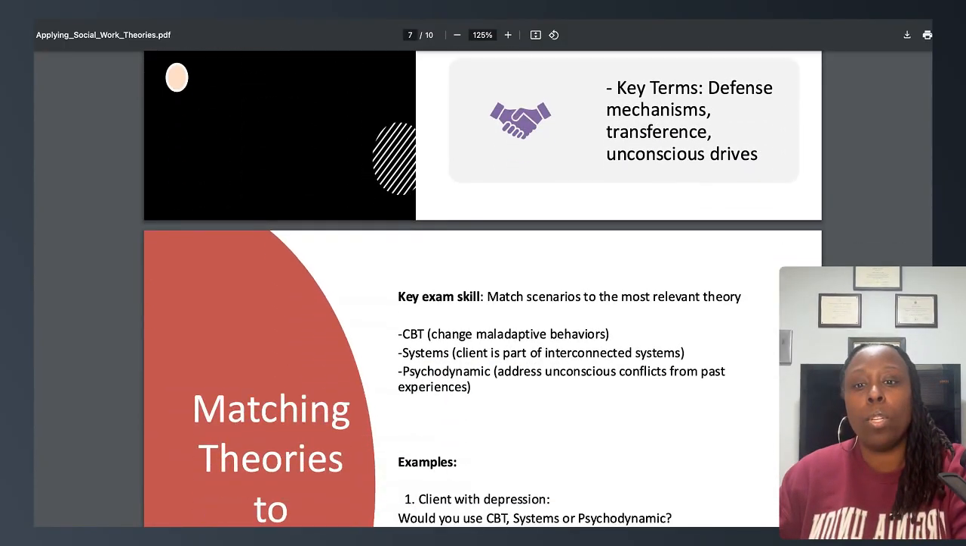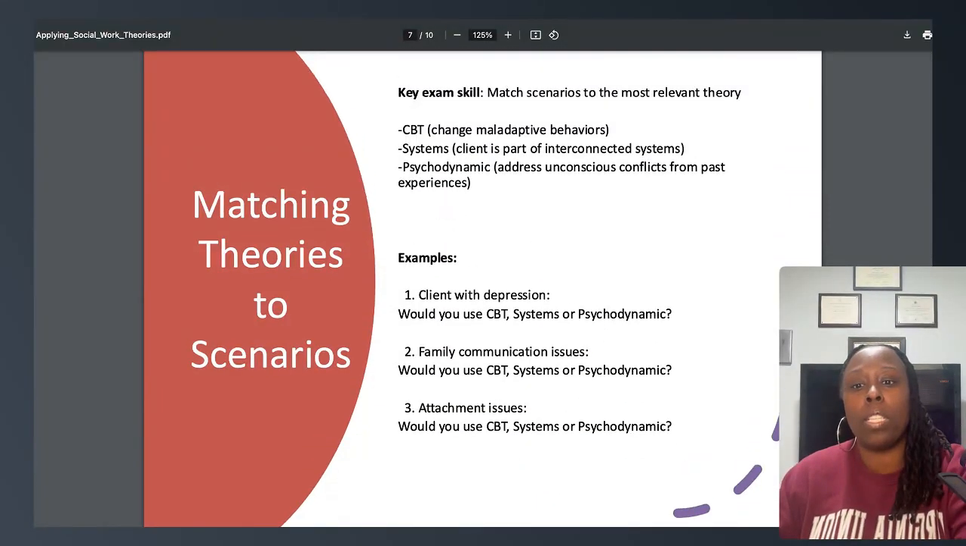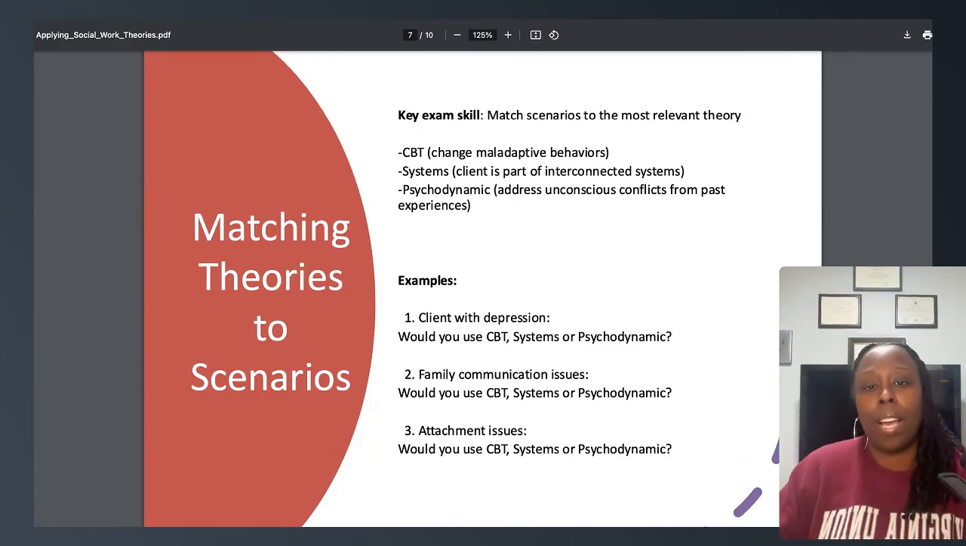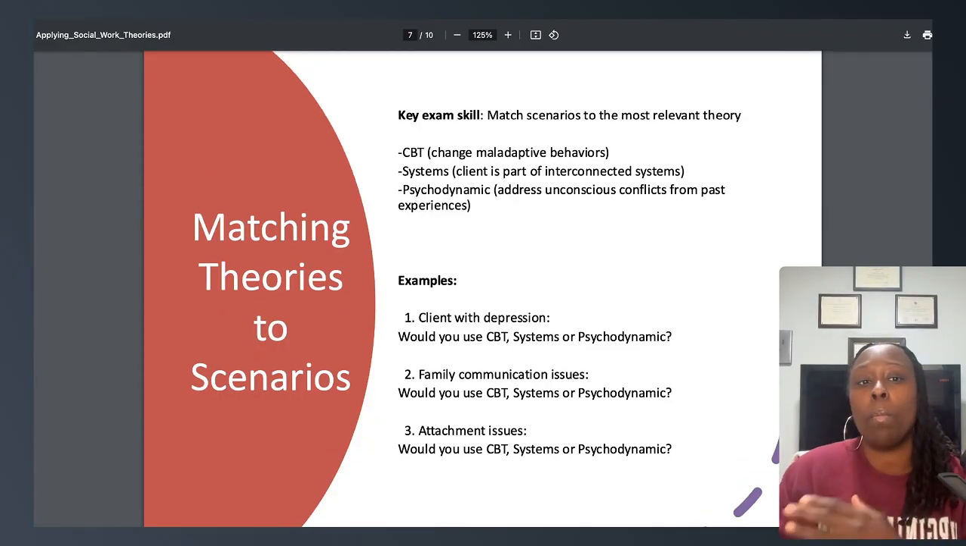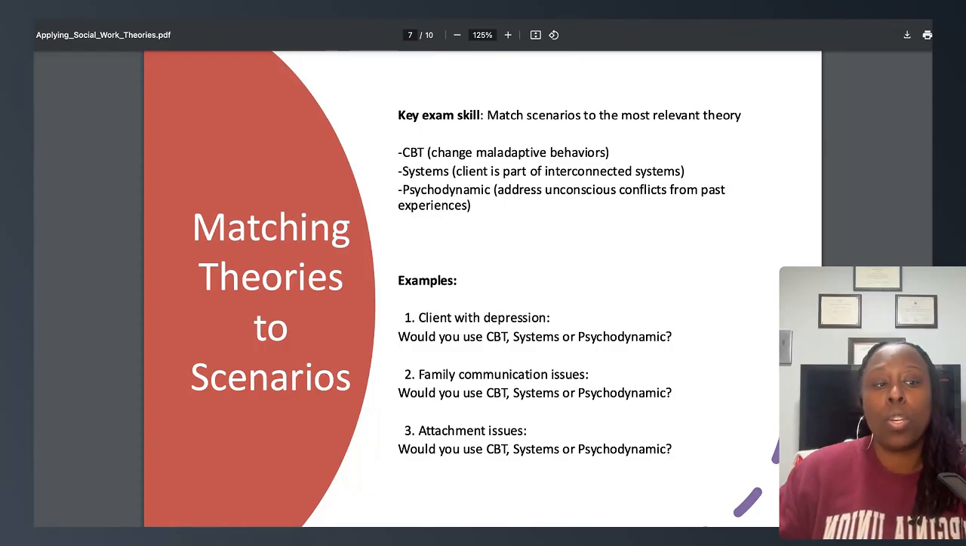All right, let's move on to matching some theories with some scenarios. Now, this is a little different from how I did this before. I want you to match the scenario with the most relevant theory. So CBT, we know we're changing the maladaptive behaviors. That's the goal. Systems, we realize the client is part of an interconnected system, something bigger than themselves. Psychodynamic, we know we're addressing unconscious conflicts that result from past experiences. So let's break down these questions and see, what do you think it is?